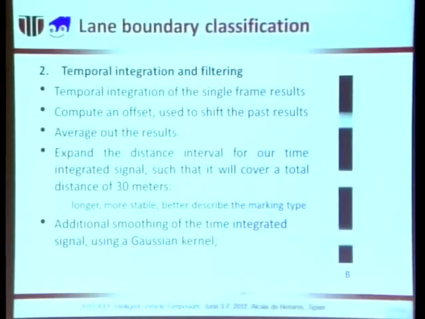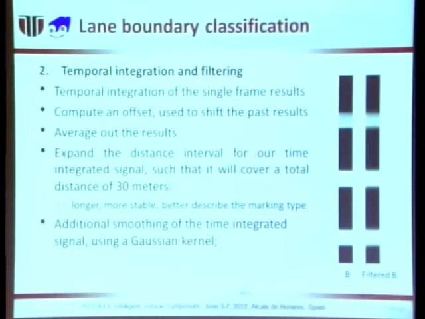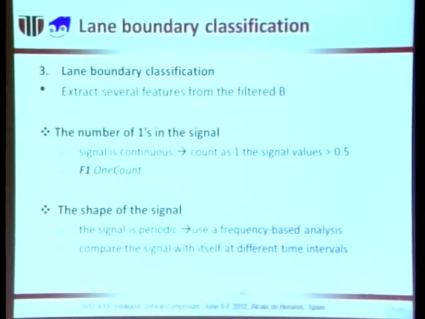And the final step is to smooth it, and we do this by adding a Gaussian kernel. So we obtain a signal composed of continuous values, the filtered binary signal. From this filtered binary signal, we extract several features used for classification. We will analyze the number of ones in the signal and the shape of the signal.